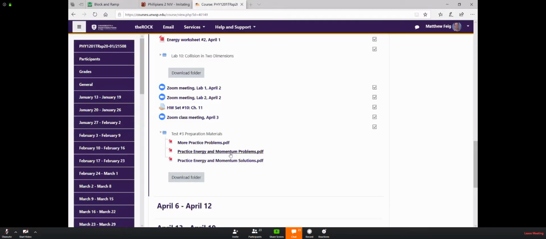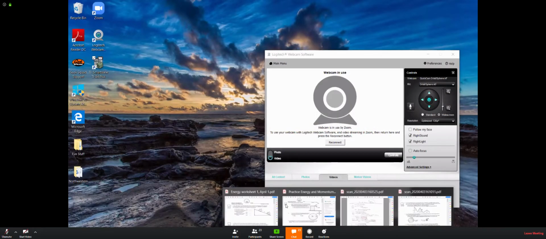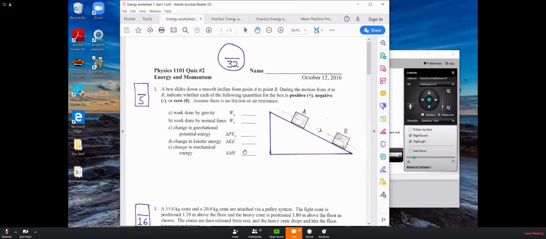Okay, so this one right here, practice energy momentum problems, was posted a couple days ago. Now I've just moved it into this folder. It was questions without solutions. We did one or two of them together. Now there's solutions listed as well. And then if you click on more practice problems, I think there's one sheet with 4 questions and solutions are provided. So I'm not going to open those from there. I already have them up on my screen. So let me make that bigger.